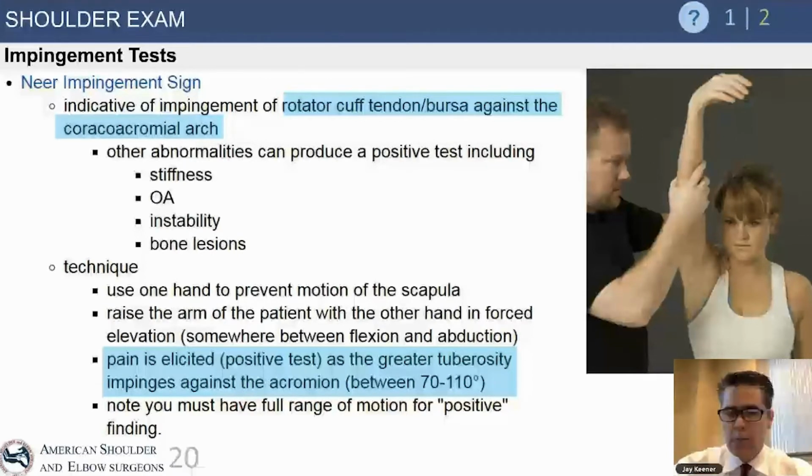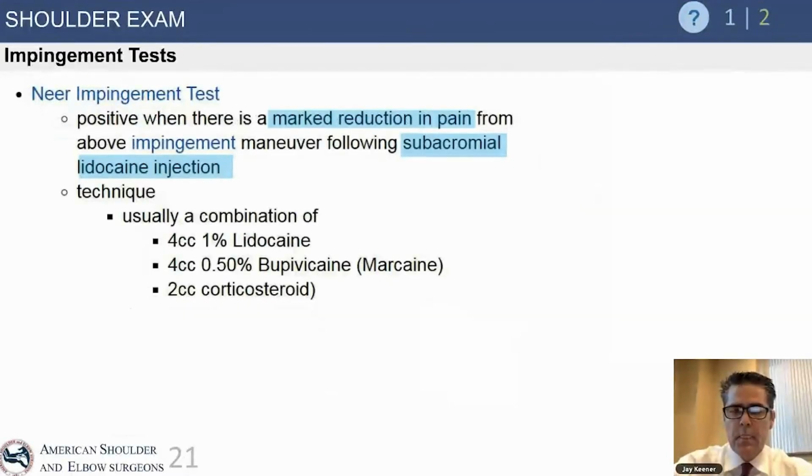They take the arm into forward elevation, and they basically stabilize the scapula and try to push forward into elevation. This can be augmented with some internal rotation torque at the shoulder, but pain is elicited along the anterolateral acromion radiating down towards the deltoid in the mid-arc of elevation. So you must have full range of motion for this test to be considered positive.